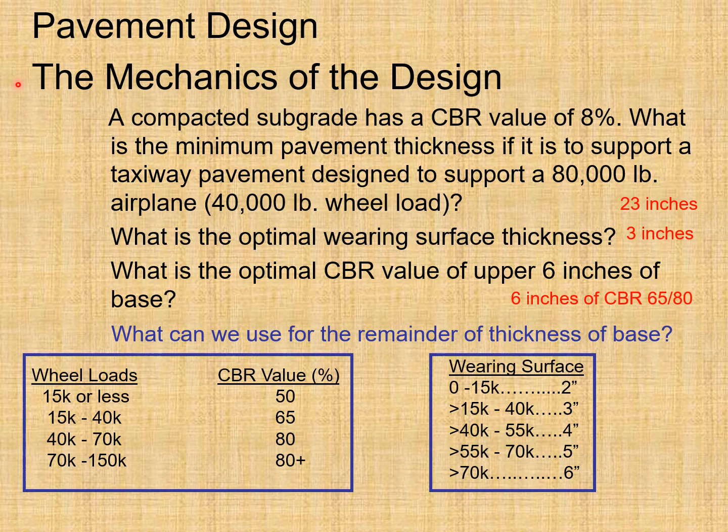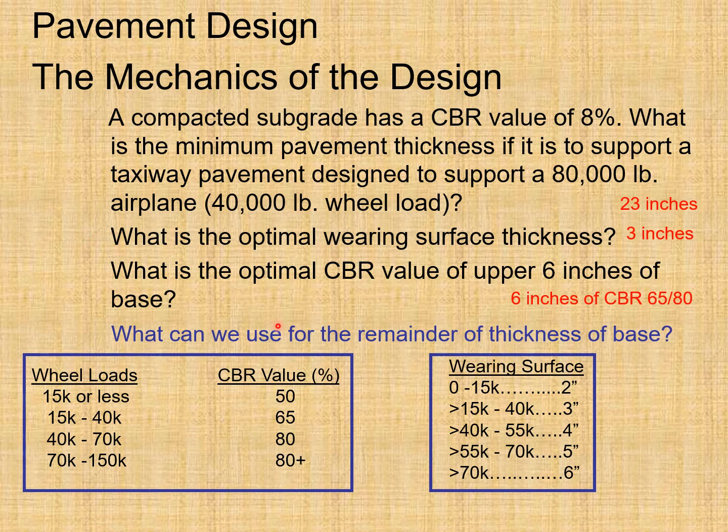The mechanics of the design. If you go through the statement of the problem again, a compacted subgrade has a CBR value of 8%. What is the minimum pavement thickness if it is to support a taxiway pavement designed to support an 80,000 pound airplane, that is a 40,000 pound wheel load? So we have determined that it is 23 inches. Now some points have been added to the problem. What is the optimal or the best bearing surface thickness?